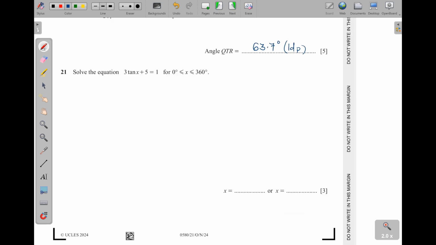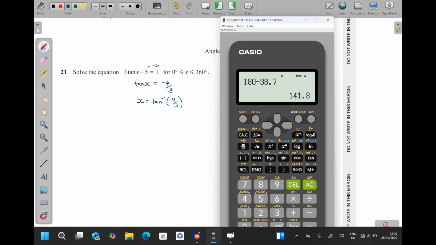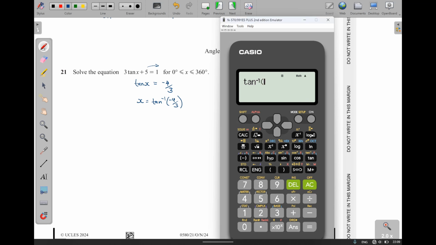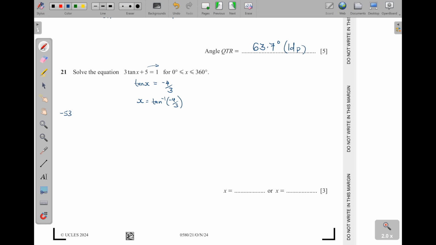Question 21. Solve the equation 3 tan x plus 5 is equal to 1. So we can take this one here, it becomes 1 minus 5, we get negative 4, and then we divide through by 3. That means tan of x is equal to negative 4 over 3. Now x is going to be equal to the arctan of negative 4 over 3. When you put this in the calculator, the calculator gives you a negative answer, which is negative 53.1.